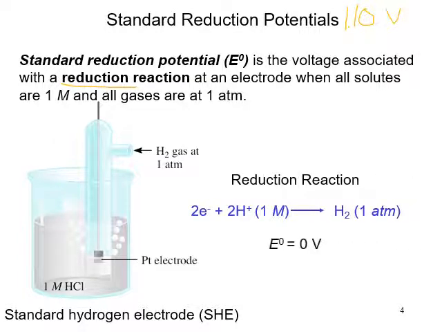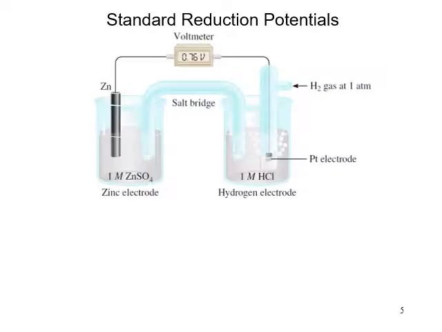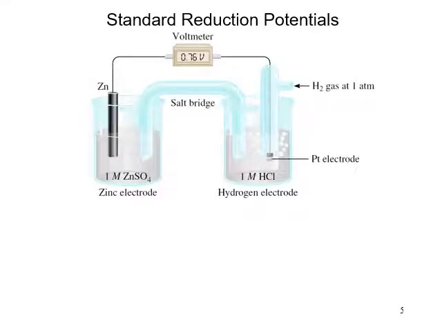So this has been defined as 0 volts. It's been defined as 0 volts so we can understand the other half cell reactions with respect to it. So let's get going here. In this example, that zinc half cell, like you saw in the previous Daniell cell, has been coupled to the SHE. When that happens, you get a voltage of positive 0.76 volts.